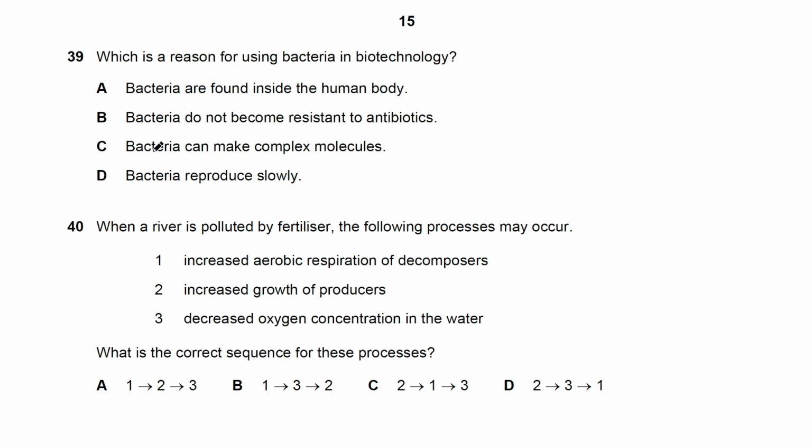C, bacteria can make complex molecules. This is right 100%. And we get benefit from that. But let's read also D. Bacteria reproduce slowly. Come on. This is wrong 100%. By binary fission, it's very fast. So the right answer for question number 39 is C.